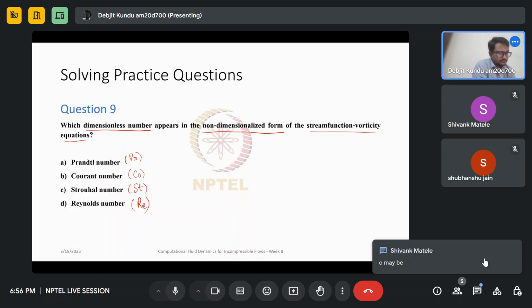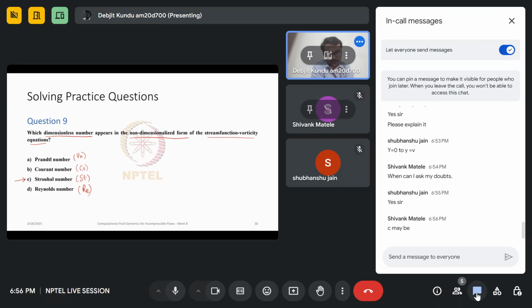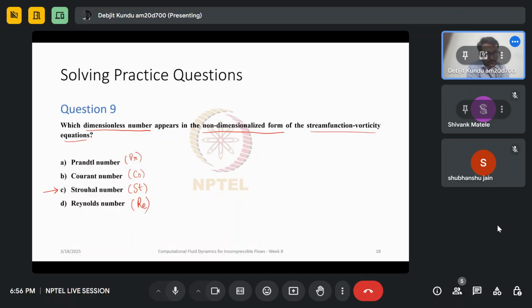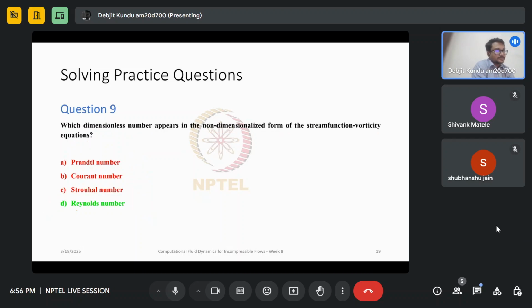C, maybe. Strouhal number. Okay, let's see what others have to say. D. Okay. Let's take a look at the solution. It is option D, Reynolds number.